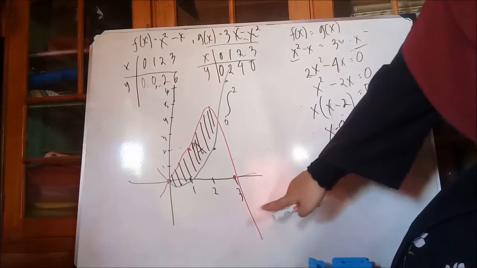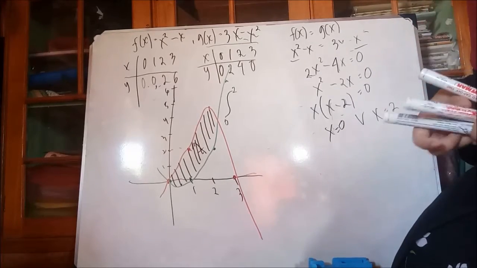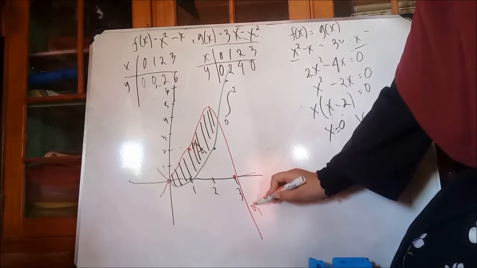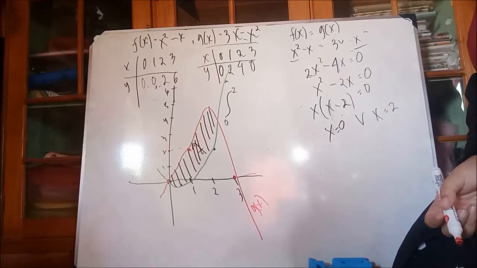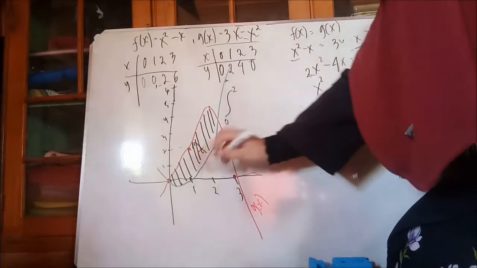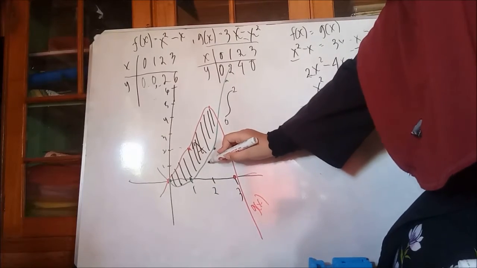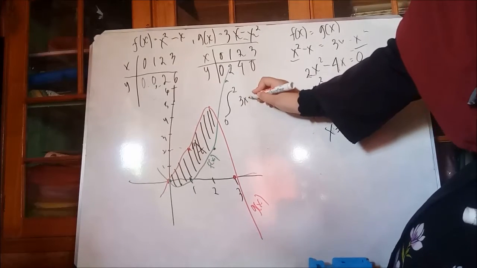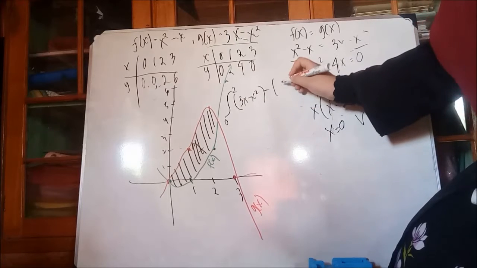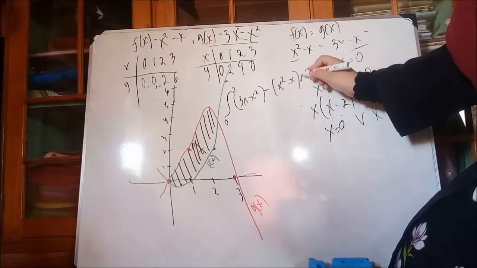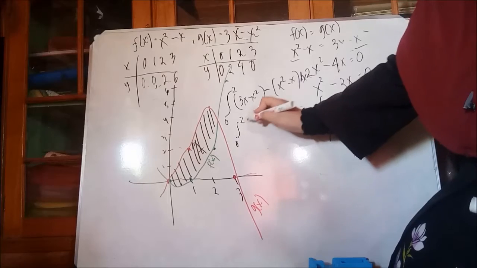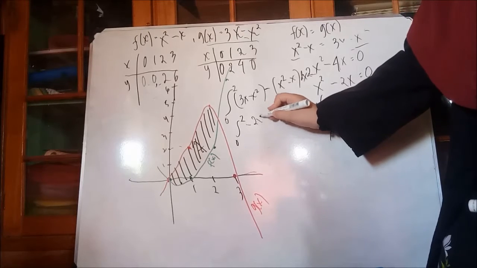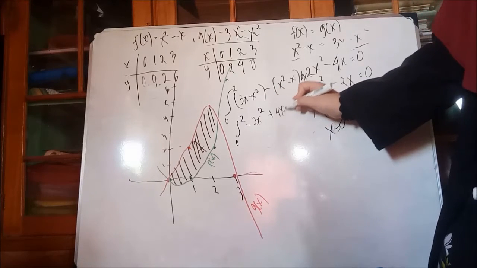And then let's see the curves. The upper curve is g(x), right? And the lower function is f(x). So the integrand is 3x minus x squared minus (x squared minus x) dx, from 0 until 2, which equals the integral of negative 2x squared plus 4x dx.